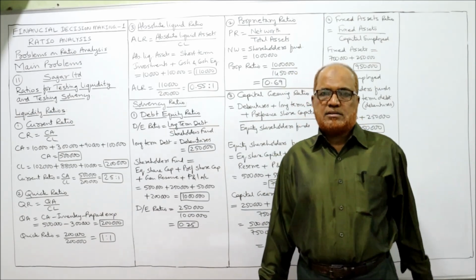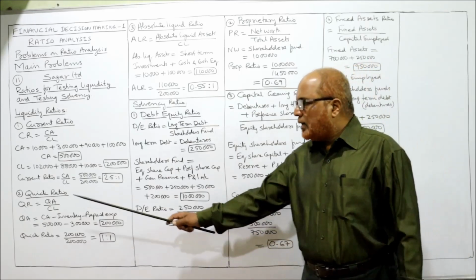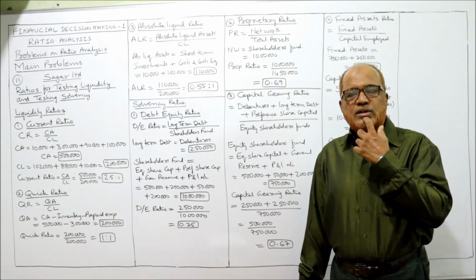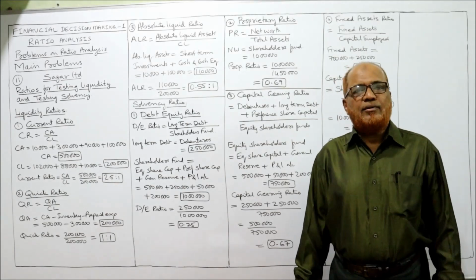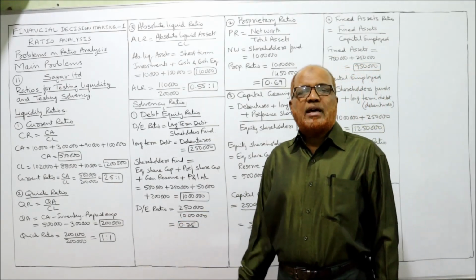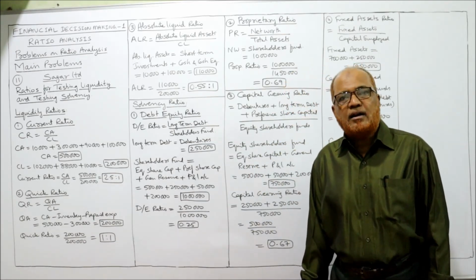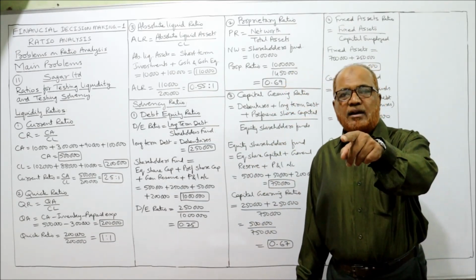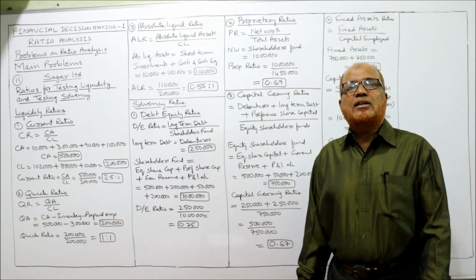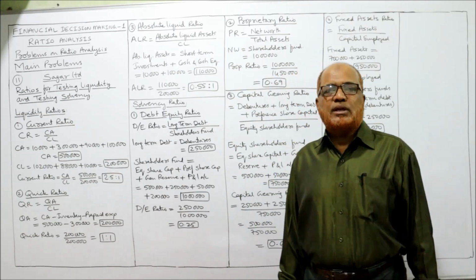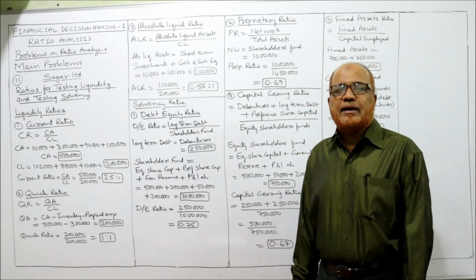than current liabilities. Right. Now I'll come to the next ratio, quick ratio. The formula for quick ratio is quick assets by current liabilities. The quick assets we can get by subtracting the inventory from current assets. From current assets, deduct the inventory, and we'll get the quick assets. Minus prepaid expenses is also there, but in our problem we don't have any prepaid expenses.